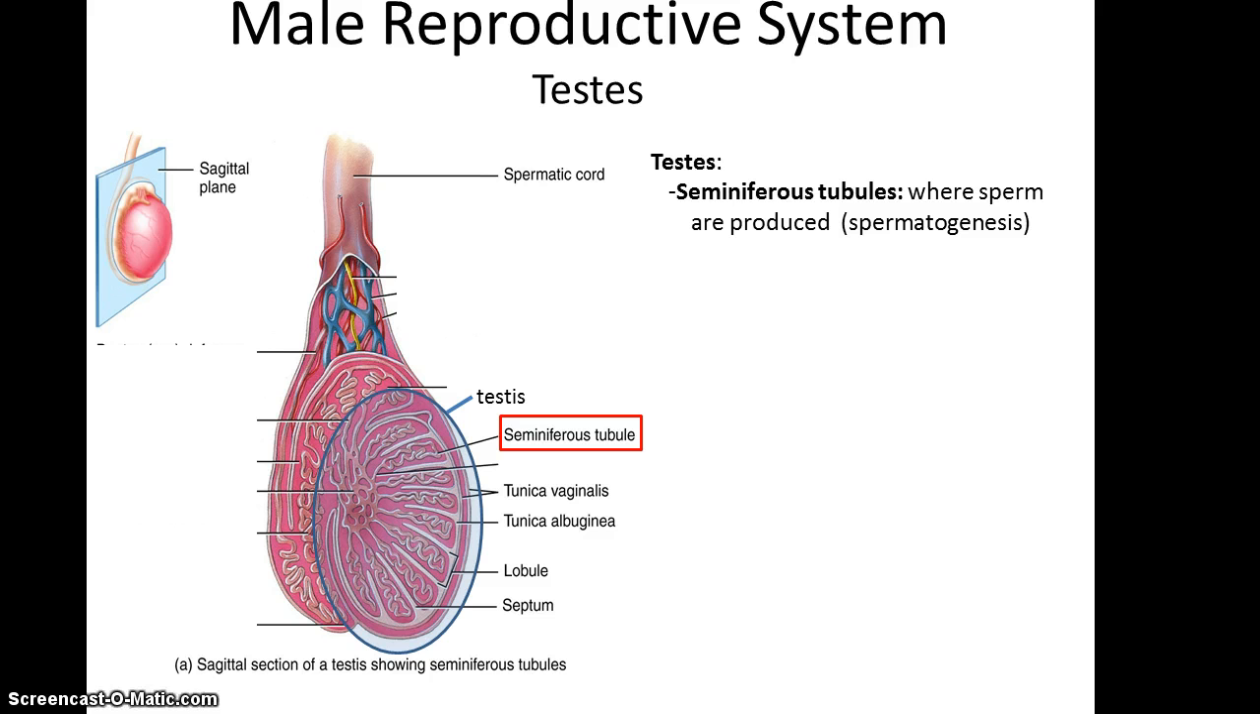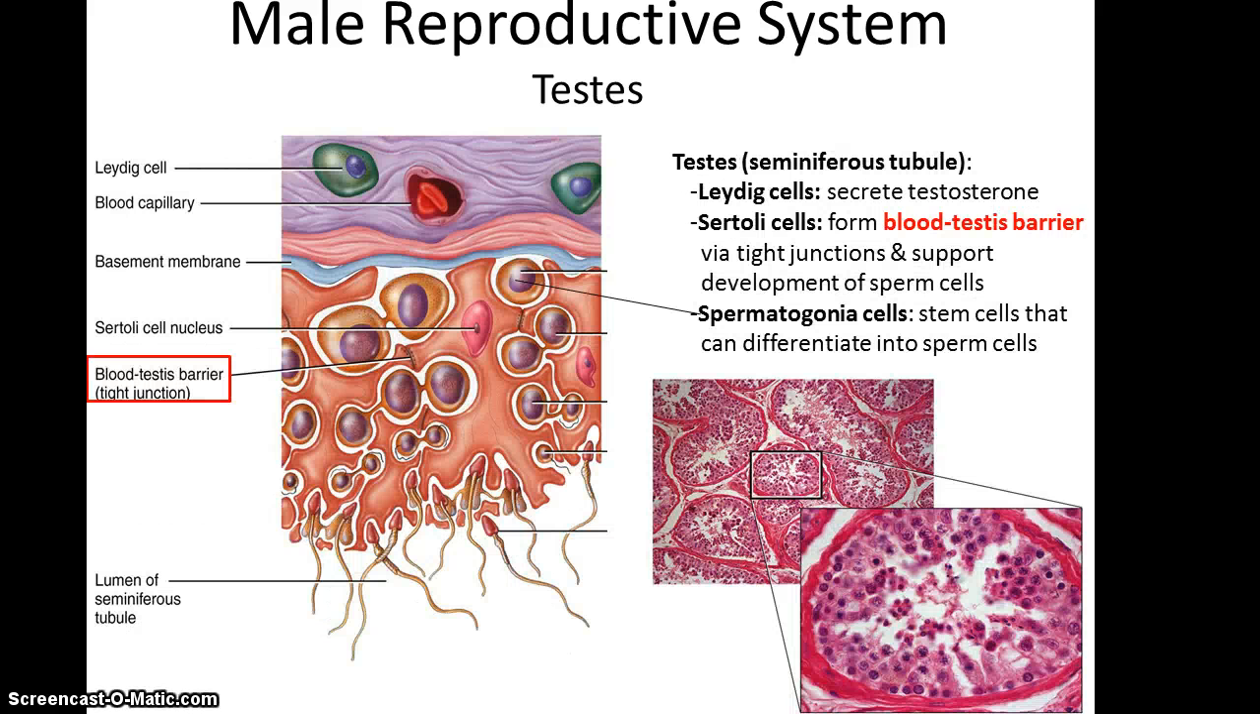So here's a cross-section of a testis. You can see how the tunica albuginea is pushing into the testis here to form the lobules, where you have the seminiferous tubules, and it's within these tubules where you get the sperm production, or spermatogenesis.